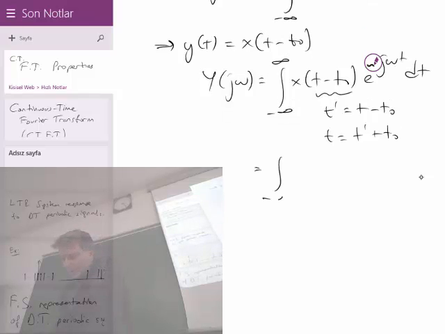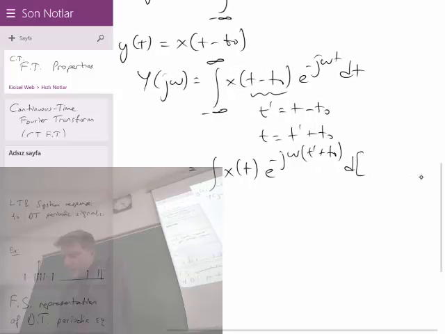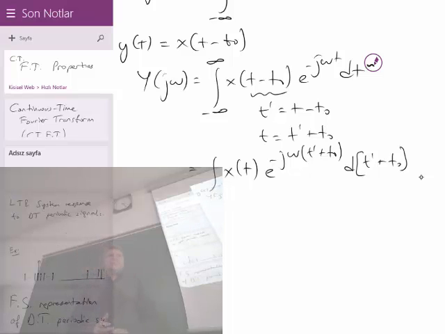Let's put it. I'm going to write x of t here. Let's not write the boundaries. X of t e to the minus j omega in parentheses. Instead of t, I'm going to write t prime plus t0. And here, I'm going to open a parenthesis of d t prime plus t0. Okay? This is x of t prime.